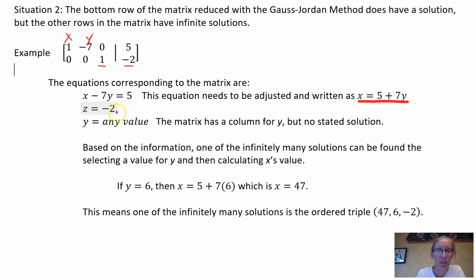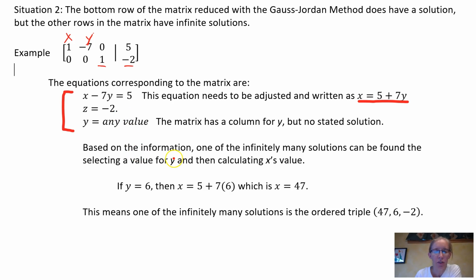So we know z equals negative 2 from the second row. But what we don't know is what y equals. There's no row for y. That tells us that y can be any value. And in this case, the matrix has a column for y, but no stated solution. So that's why y can be any value. All right, so these are our general solutions. x is going to equal 5 plus 7y, and y will equal any value. z will be negative 2.